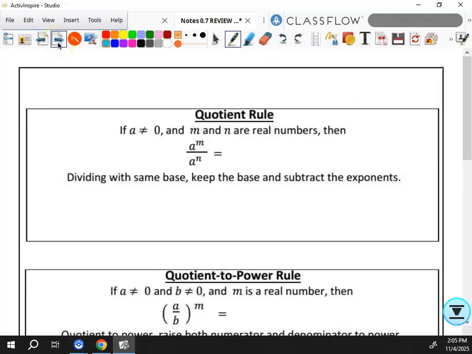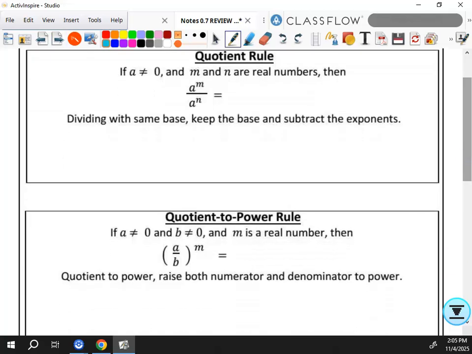Let's look at the quotient rule. Okay, so the product rule was we had two terms that were being multiplied, kept the base, and we added the exponents. This is two terms being divided, so we keep the base and we subtract the exponents. M minus n. So if I have x to the 12th over x to the 5th, the x to the what power? 7, because you just subtract the exponents.